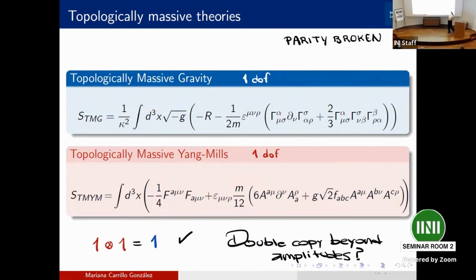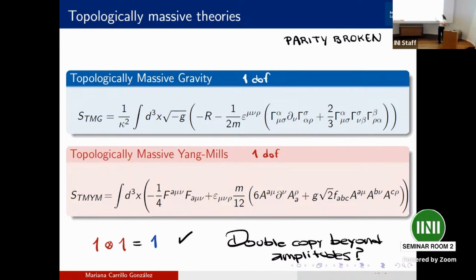And now, of course, it breaks parity, and we're going to have only 1 degree of freedom propagating. So it's 1 graviton, and the spin, if it's plus or minus 2, depends on the sign of your mass term. For topologically massive Yang-Mills, again, you just have your standard Yang-Mills term plus Chern-Simons form, and it propagates 1 degree of freedom, and the Chern-Simons level now is proportional to the mass of the field. So in terms of degrees of freedom, what we have here is just 1 degree of freedom squares to 1 degree of freedom.